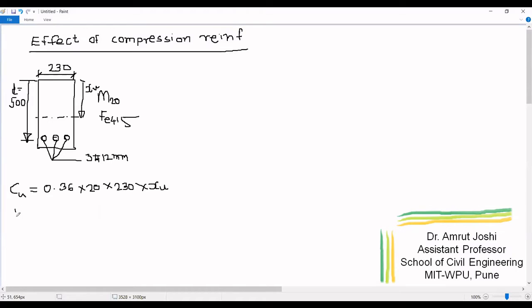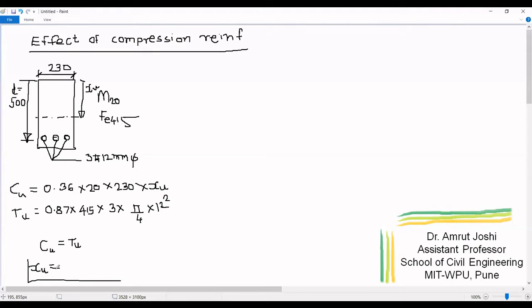This must be equal to TU, which is equal to 0.87 Fy into AST. AST is 3 numbers of 12 mm diameter bars. Therefore, it is going to be pi by 4 into 12 square. If we equate this Cu and Tu, we get the position of neutral axis, or the value of Xu. So that Xu turns out to be 74 mm.